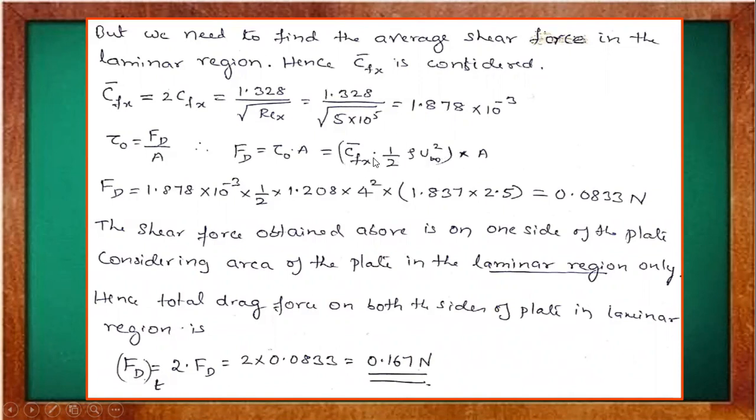That whole thing, the shear stress value, is multiplied by the area of the laminar region. So FD is the average CFX, 1.878 into 10 power minus 3, multiplied by half into rho, the density, multiplied by u infinity square, then into area. Please make sure that the area is not the complete area of the plate, only the laminar region. Laminar region means the length of the plate is 1.83 multiplied by the width 2.8. So 0.083 newtons. The shear force obtained above is only on one side of the plate, considering only the laminar region. To find the drag force on both sides, simply multiply by 2.